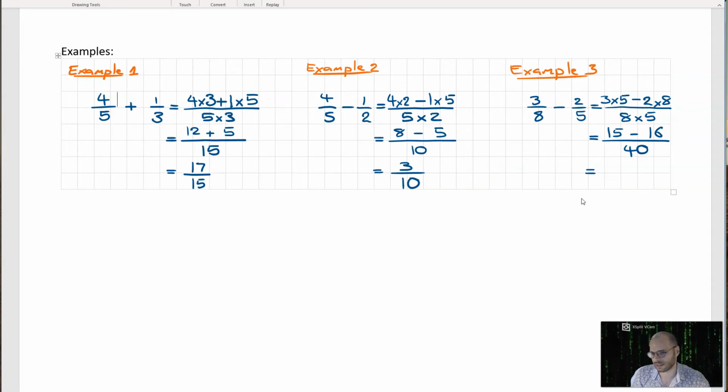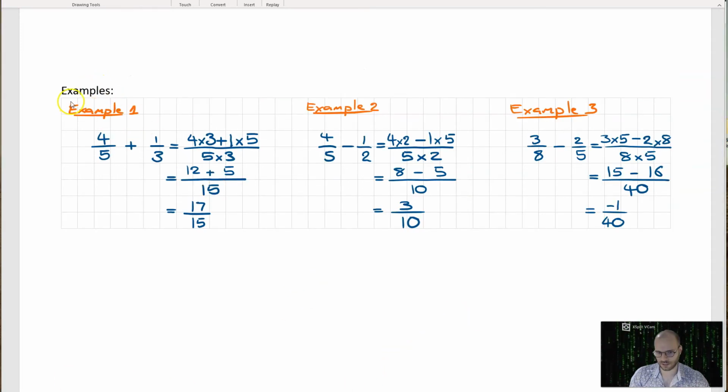Now, taking care of the numerator, we have 15 take 16. Well, it's a little bit tricky because we're working with a negative number now. The number we're taking is bigger than the first number. So think about it. What's the difference between 15 and 16? If we count upwards from 15, we go 15, 16. So it's 1. But because 16 is the bigger number, it's now minus 1. So I'll put minus 1 like so. And then it's all over 40.